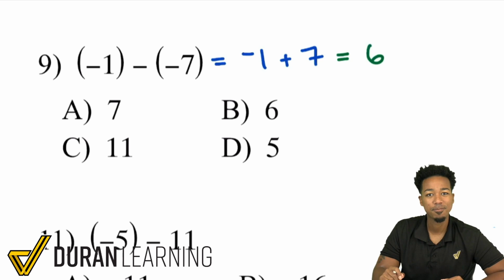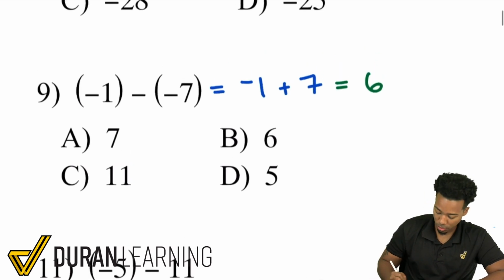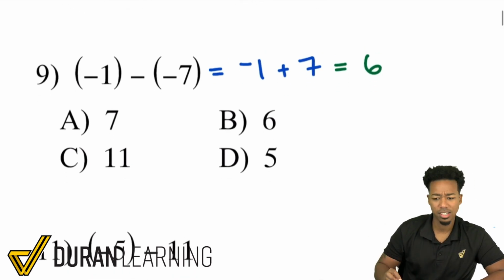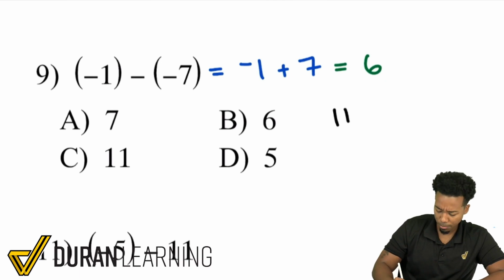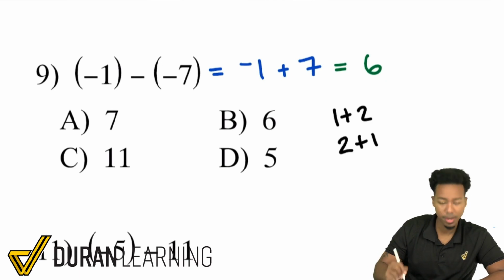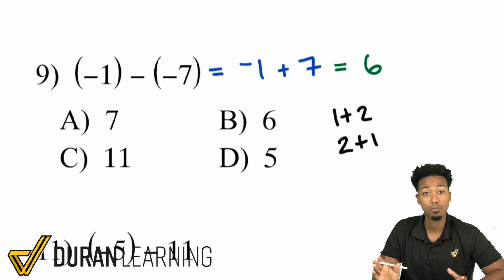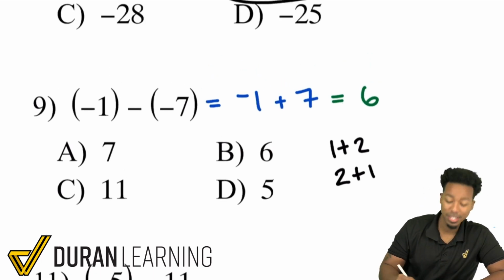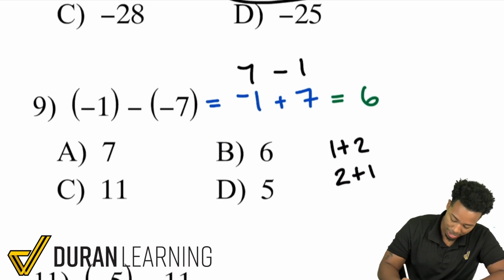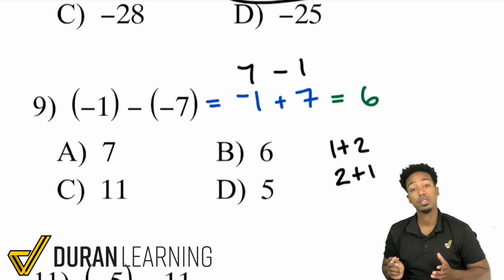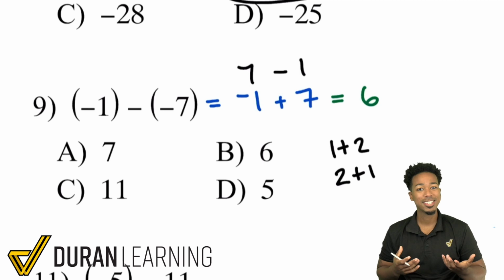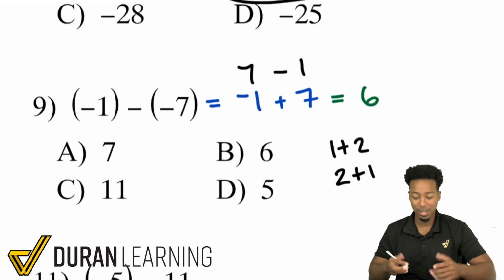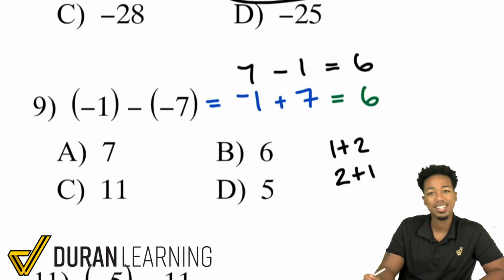Just like that. Now, the other way to think about this, that's really cool too, is the idea that 1 plus 2 is the same as 2 plus 1, right? 1 plus 2 is the same as 2 plus 1. So negative 1 plus 7 is the same as 7 minus 1. Bring that sign with you. Bring the entire number with you. And so that's another way you can look at it. Negative 1 plus 7 is the same as 7 minus 1, and we know that's going to be 6.